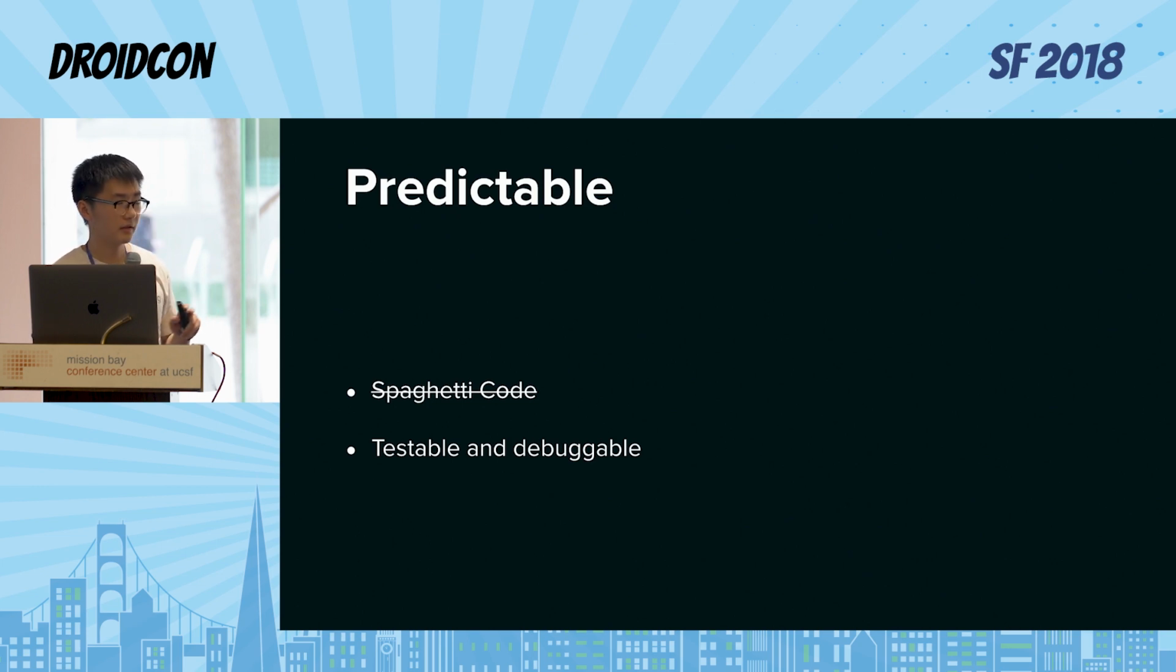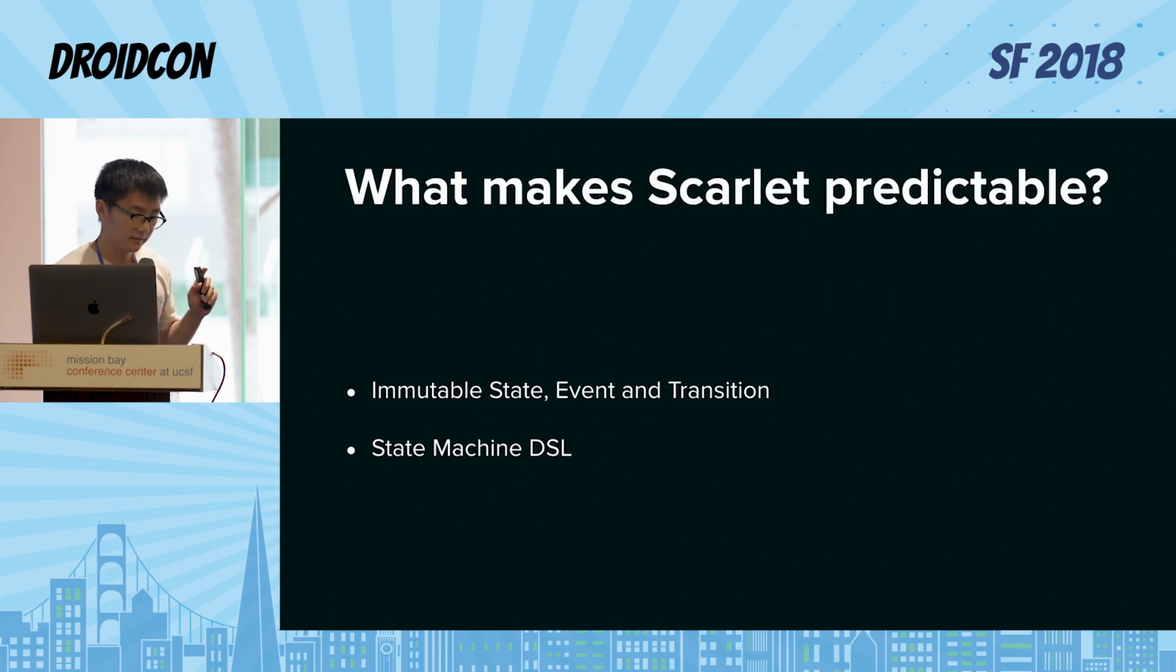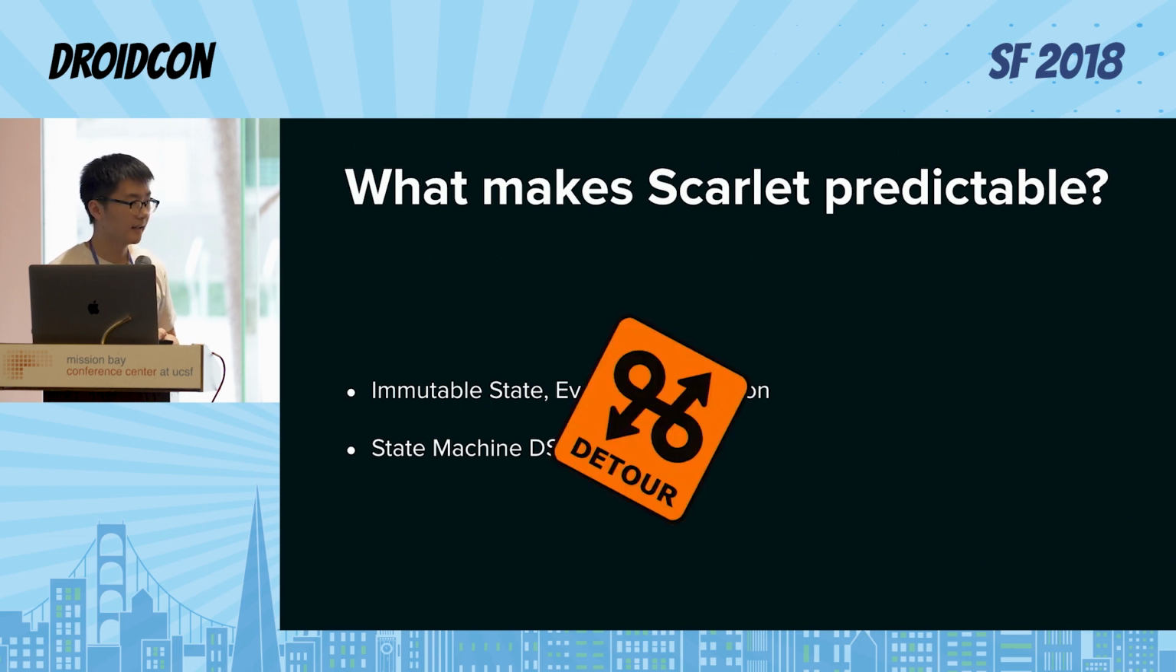It's actually very testable and debuggable because it uses immutable states, and it has a state machine internally. We actually wrote a Kotlin DSL for writing declarative state machines, which is available as a separate library. Let's take a detour to see what a DSL looks like.